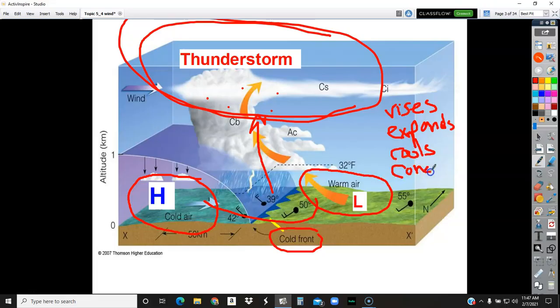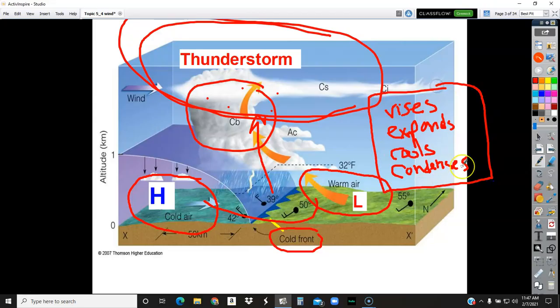So it rises, it expands, it cools, and then it condenses. And once it condenses, you're turning this air, which is a gas, back into a liquid, and that's what makes these clouds. All of these steps are very important, so make sure you know them in that particular order. It has to rise, expand, cool, and condense, all to form clouds.